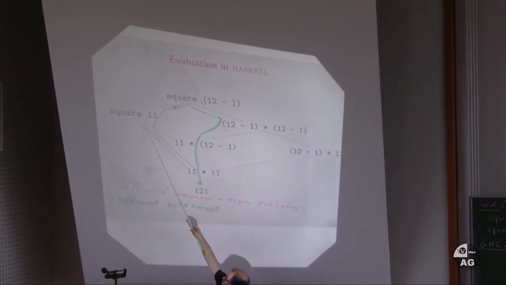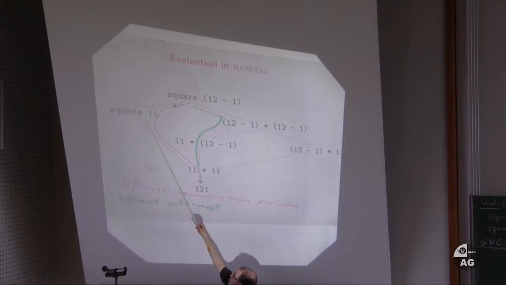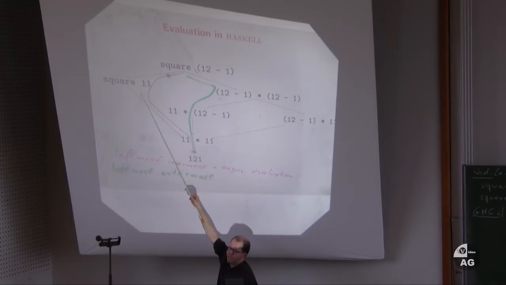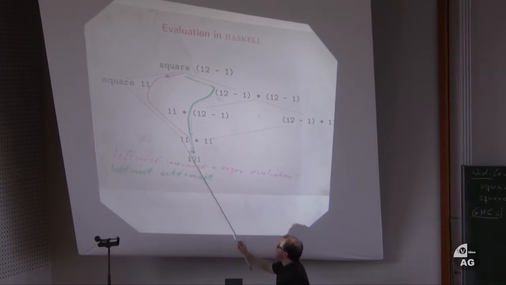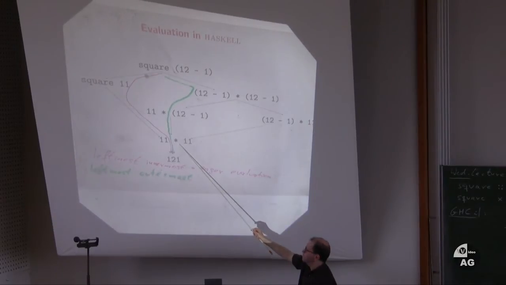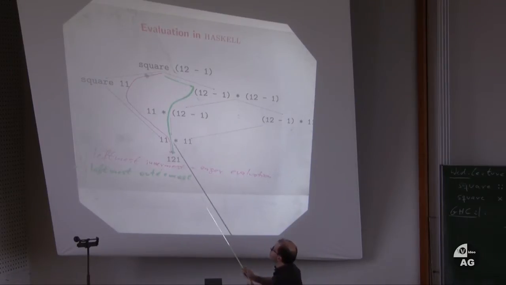So this corresponds to the left-hand side of this equation, and therefore we can rewrite this expression to the corresponding right-hand side. And the right-hand side is x times x, but x is instantiated by 11, so the right-hand side is 11 times 11. And now 11 times 11 can again be evaluated because times is predefined, and Haskell reaches the result 121. So this is one possibility.